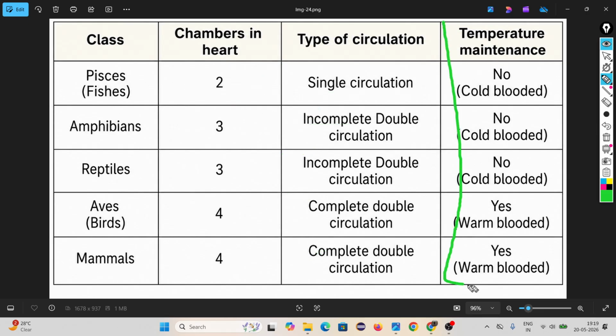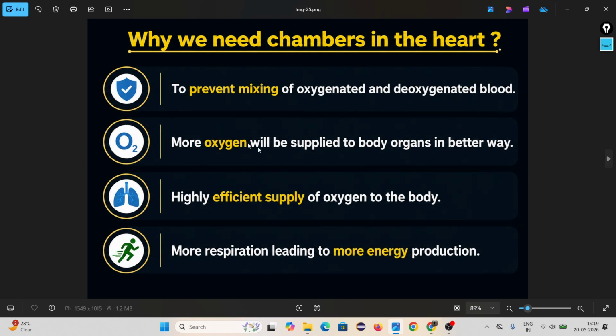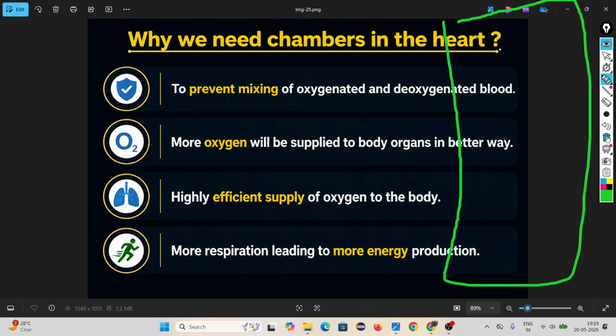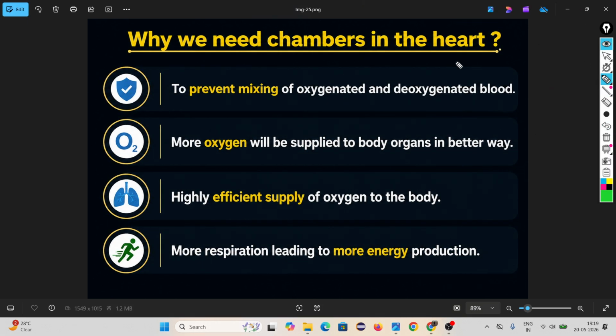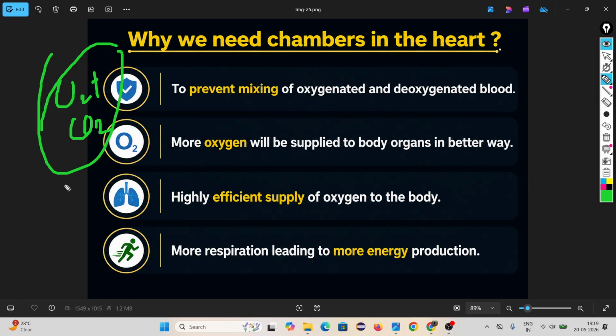Then temperature maintenance. What do you mean by temperature maintenance? First thing, why do we need chambers in the heart? To prevent mixing of oxygenated and deoxygenated blood. If someone asks why our heart requires chambers: to prevent mixing. If chambers were not there, oxygenated blood and carbon dioxide-rich blood would combine with each other.